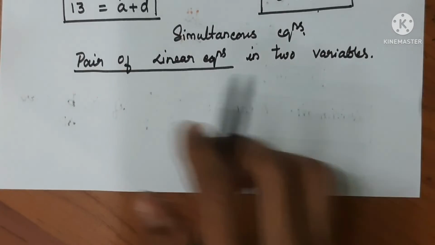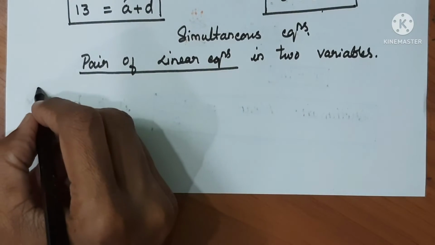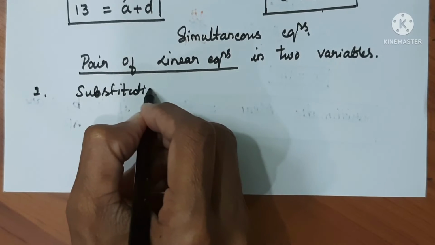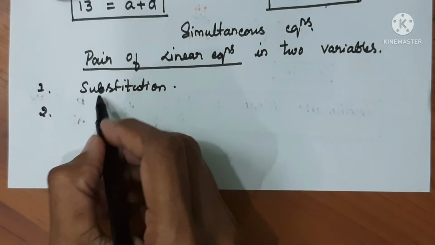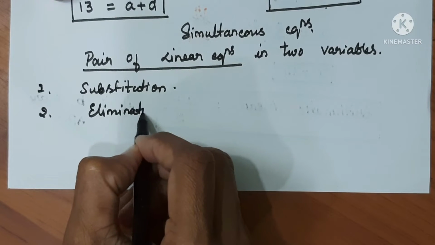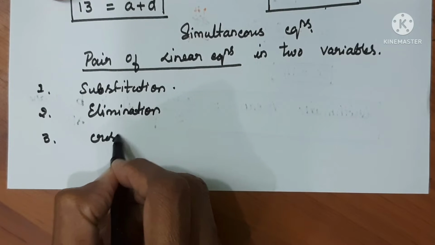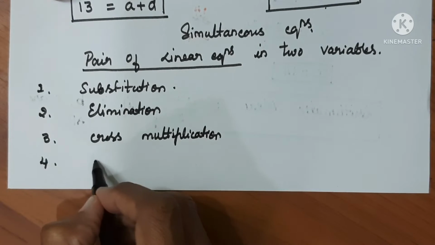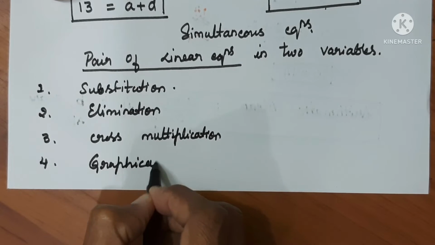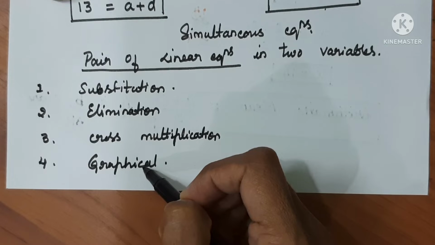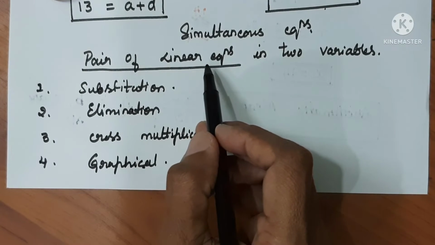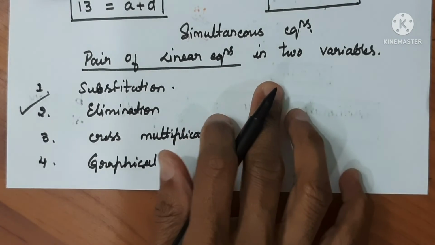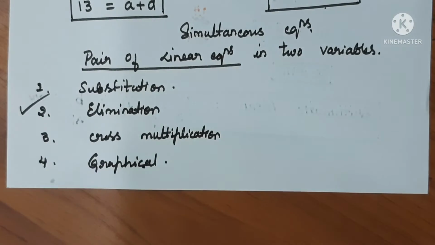Here to solve a pair of linear equations, there are four methods. First one is the substitution method. Second one is the elimination method. Third one is the cross multiplication method. And the fourth one is the graphical method. You are going to learn about these four methods of solving a pair of linear equations in the third chapter. Here I will show you how to solve these questions by using the elimination method. That is, we are going to use the elimination method to solve these two linear equations.